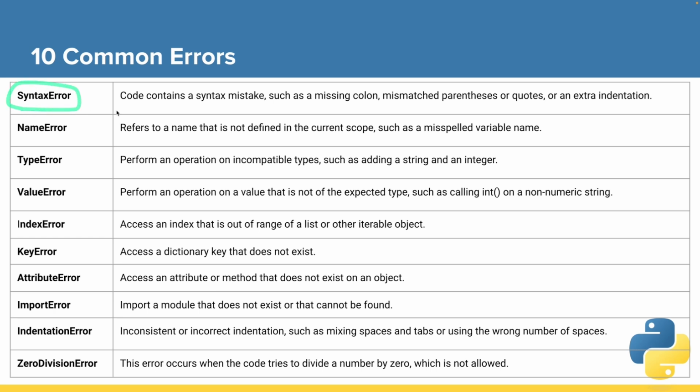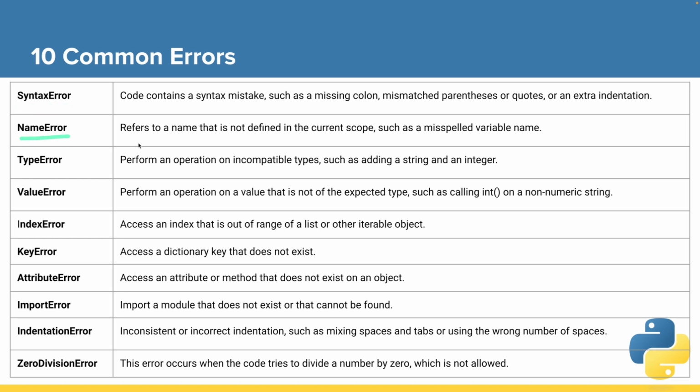We've seen this a lot, where the code contains a syntax mistake, such as a missing colon, mismatched parentheses or quotes, or bad indentation. These are things that prevent Python from compiling, prevent it from executing. So syntax errors, we see a lot of those.